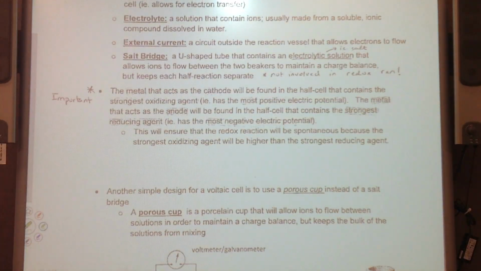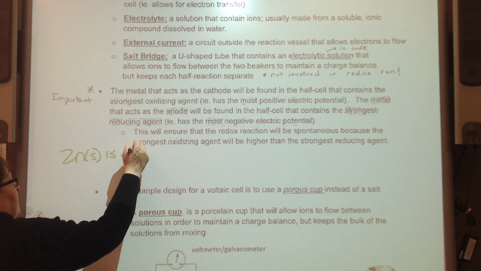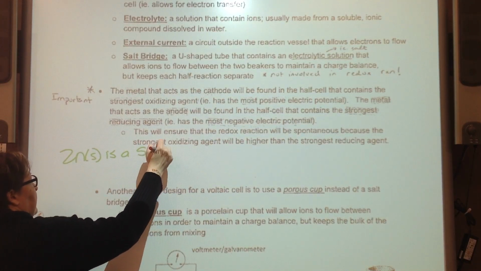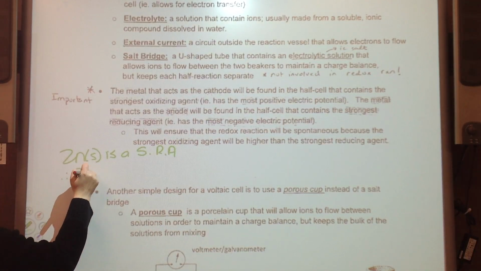Metal that acts as a cathode is found in the half cell that contains the strongest oxidizing agent. The metal that acts as the anode has the strongest reducing agent. Okay? So this makes sure that it's spontaneous. So zinc, solid, is a strong reducing agent. So it's found at the anode.